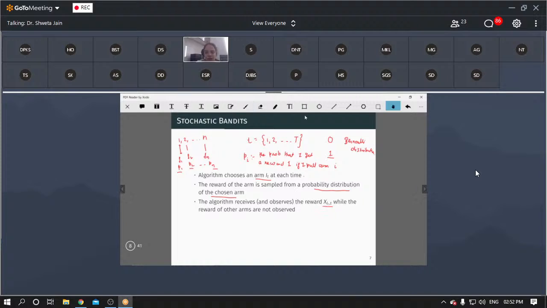However, when you pull the arm, you receive a reward x_{i_t, t}. That means pulling the arm i_t at time t, and this random variable is either 0 or 1 with probability p_{i_t}. Again, you don't know this, but you can observe these random variables. And the idea is to estimate these probabilities by observing these random variables over a period of time. Questions?